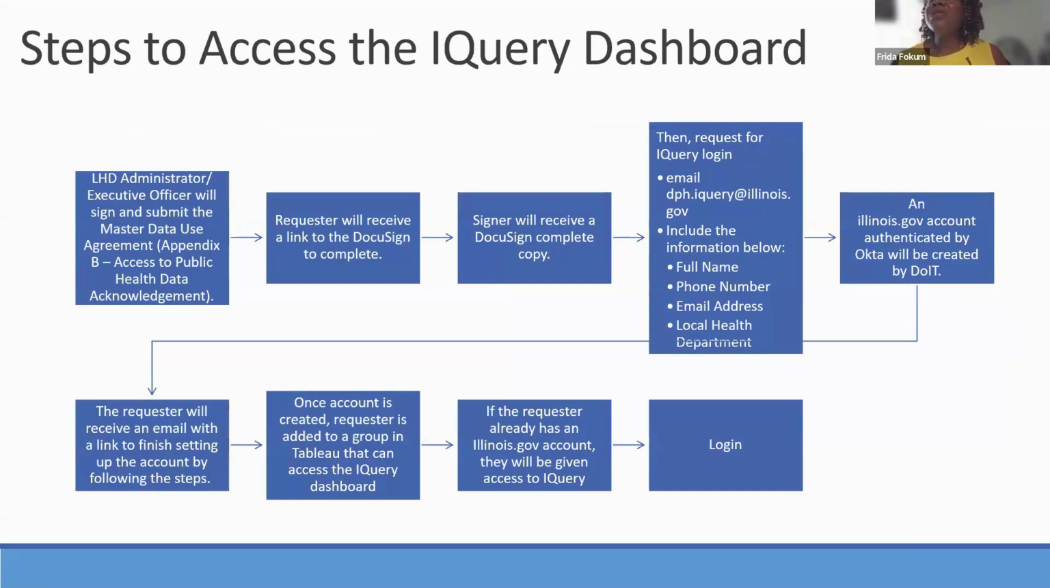So once you send that email to dph.illinois.gov, an illinois.gov account authenticated by the Okta will be created by the Department of Information Technology. The requester will receive an email with a link to finish setting up the illinois.gov account following the steps or directions. Once the account is created, the requester is added to a group in Tableau that can access the IQuery dashboard. If the requester already has an illinois.gov account, they will be given access to IQuery.